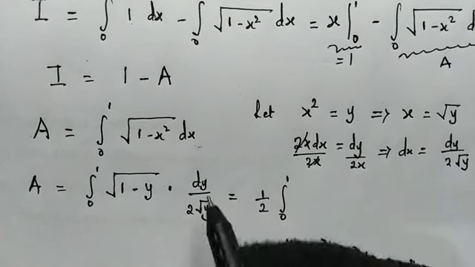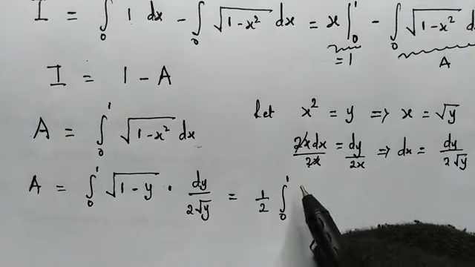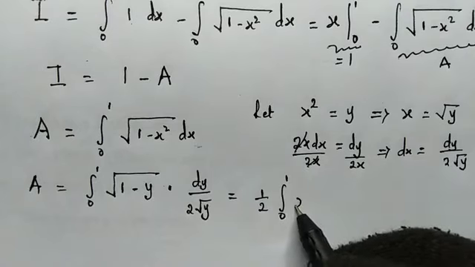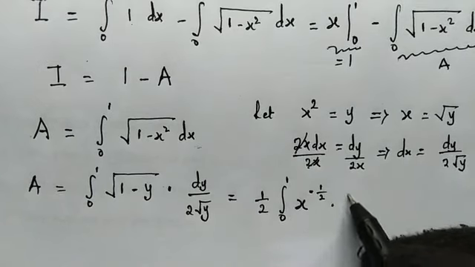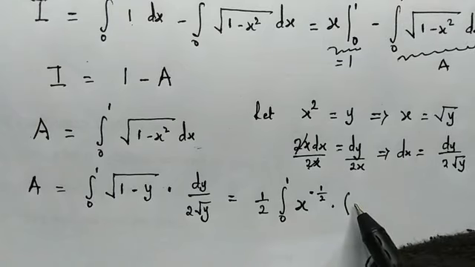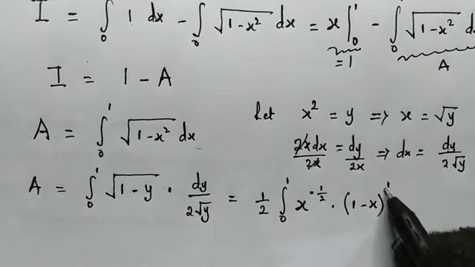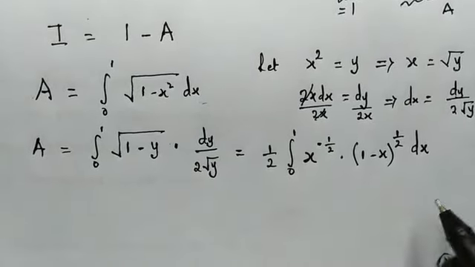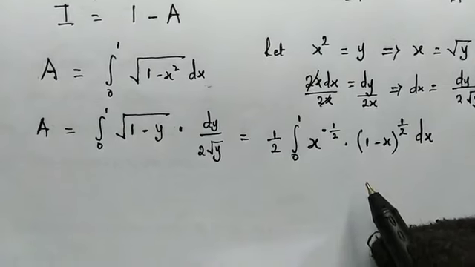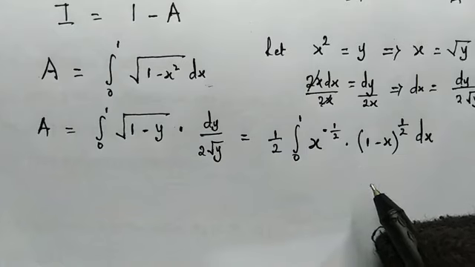So here, 1 over root y is the same as y to the power of negative 1 over 2. So let's write it as x to the power of negative 1 over 2. Then multiply by root of 1 minus y, which will be 1 minus y to the power of 1 over 2. So remember, we're changing variables. So 1 minus x to the power of 1 over 2, then dx.